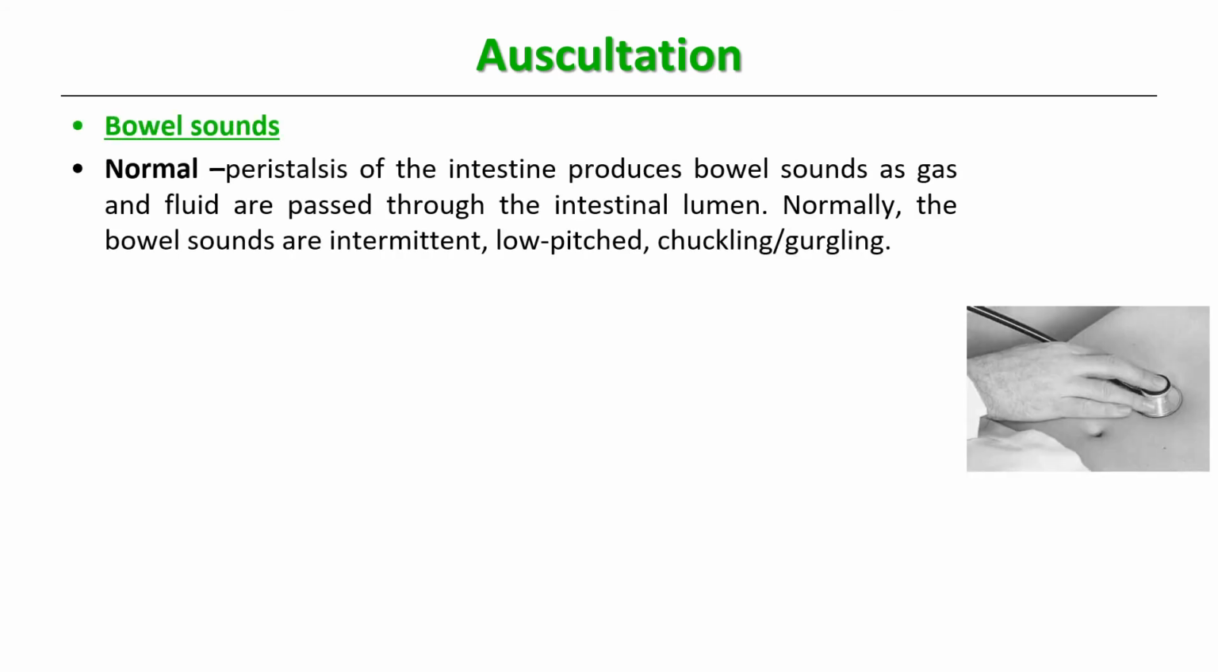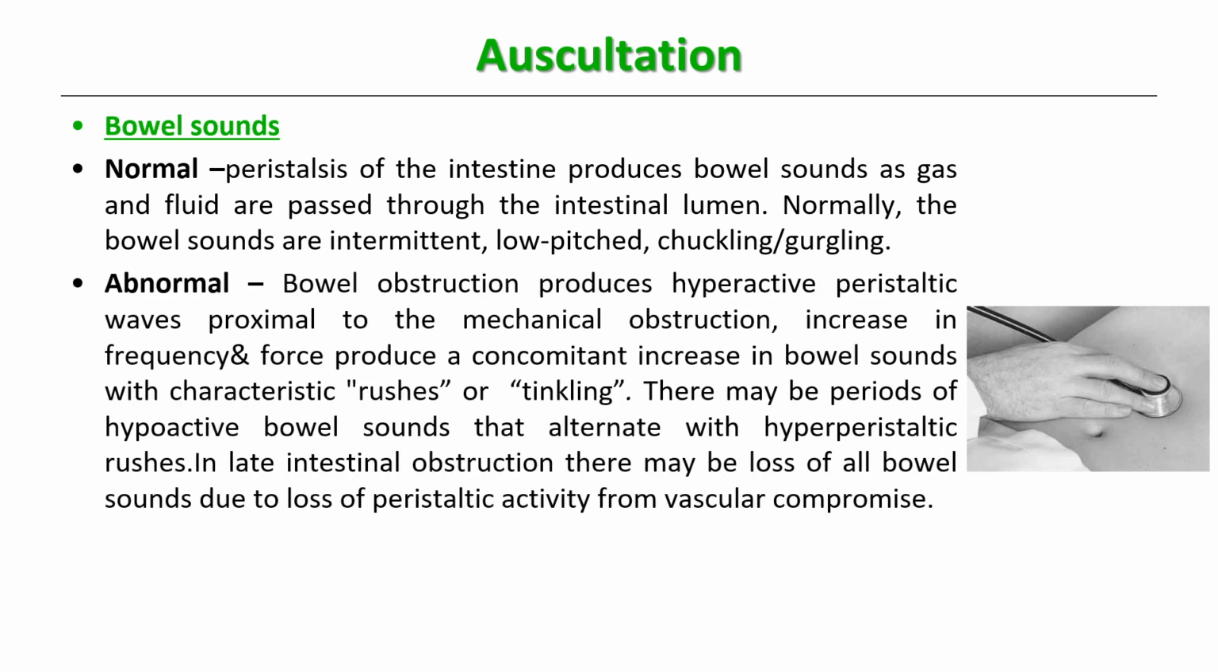Auscultation has a limited role in abdominal examination, but there is some. Bowel sounds. Normally peristalsis of the intestine produces bowel sounds as gas and fluid are passed through the intestinal lumen. Normally the bowel sounds are intermittent, low pitched, you'll have that gurgling sound. Abnormal: bowel obstruction produces hyperactive peristaltic waves proximal to the mechanical obstruction. Increase in frequency and force produce a concomitant increase in bowel sounds with characteristic rush or tinkling. There may be periods of hypoactive bowel sounds that alternate with hyperperistaltic rushes.